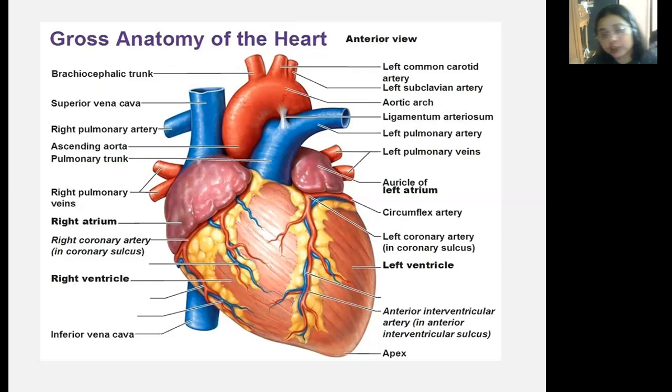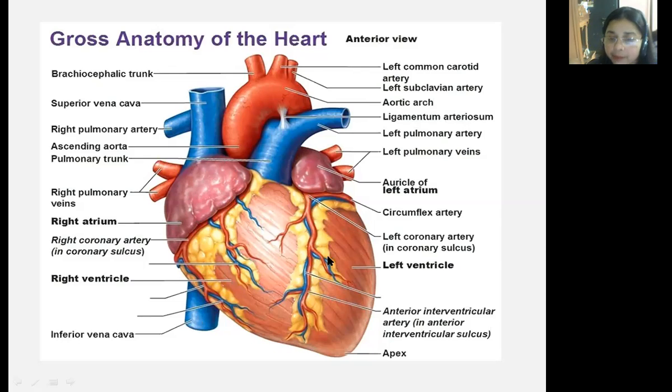Now, these 2 apertures are guarded by 2 important valves. One is the bicuspid or mitral valve on the left side, and the other is the tricuspid valve on the right side. We can see several blood vessels entering the heart, and major blood vessels leaving the heart. The blood vessels entering the heart are the superior vena cava and the inferior vena cava. These 2 enter the right atrium.